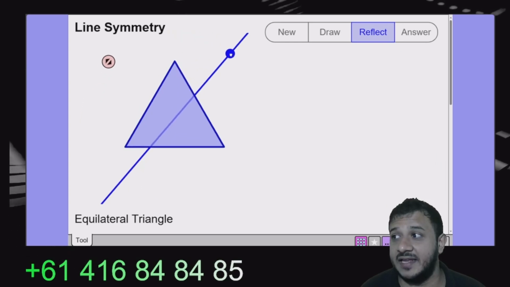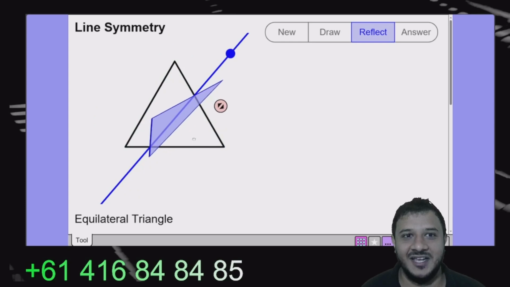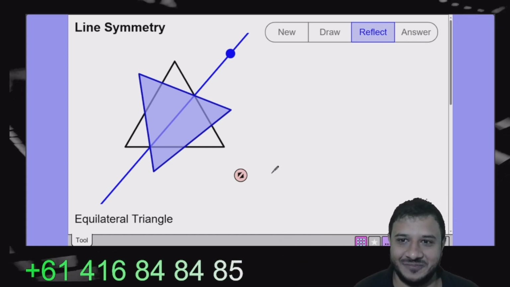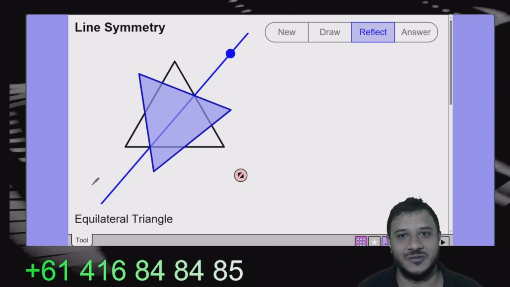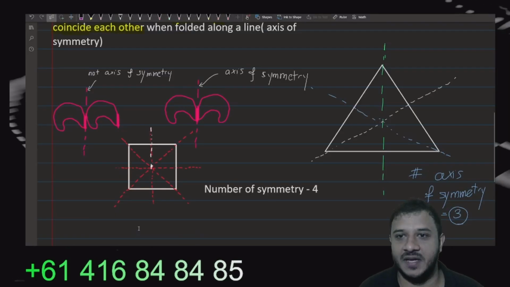But if I take it like this, will that be an axis of symmetry? No, because why? If I put it to the other flip, can you see there are overlaps happening, and there are some places where they don't even touch each other. So it's not an axis of symmetry. Got it, Pudha? Everybody?